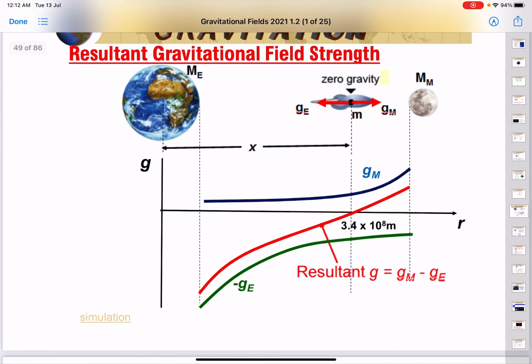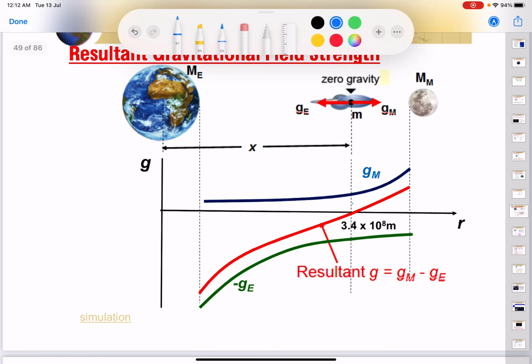If we were to combine these two graphs or add them together vectorially, we will have the red graph, and there will be a point here where the resultant gravitational field strength is 0. And this point should be closer to the Moon as compared to the Earth. It shouldn't be surprising, because the gravitational field strength due to the Earth is stronger if the distance is the same. So it has to be closer to the Moon so that the two gravitational field strengths Gm and Ge will totally cancel one another.